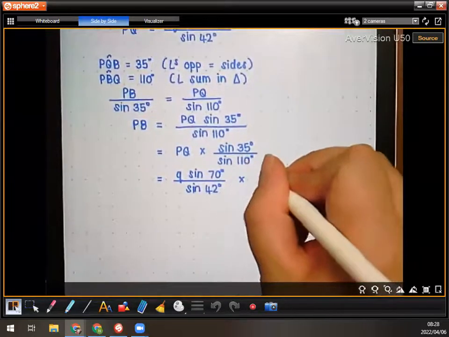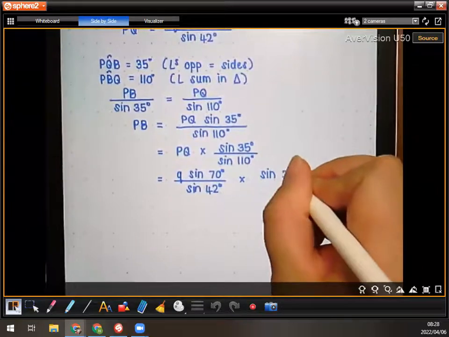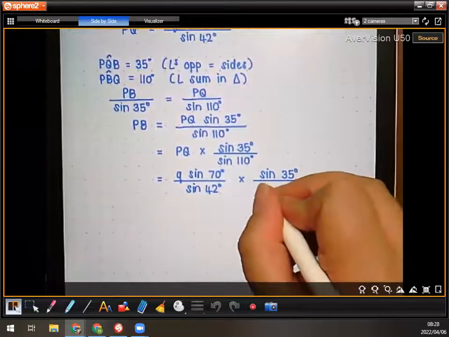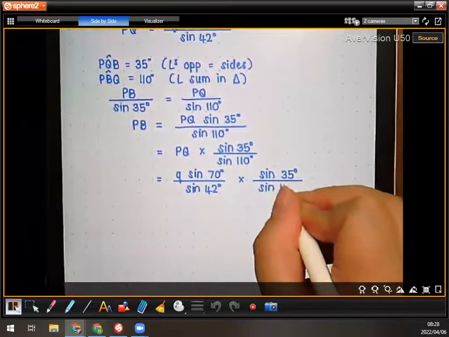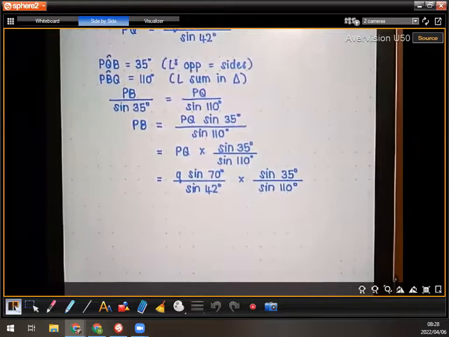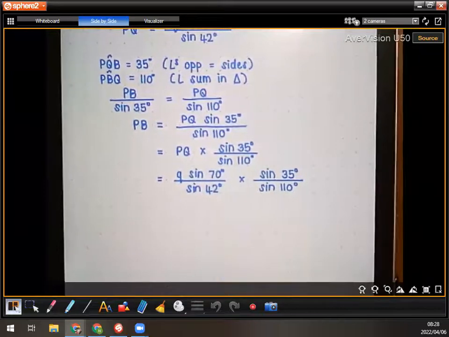Times sine 35 over sine 110. Then you can obviously put that all together as one fraction, right? When you're multiplying two fractions, you just multiply the numerators and the denominators.